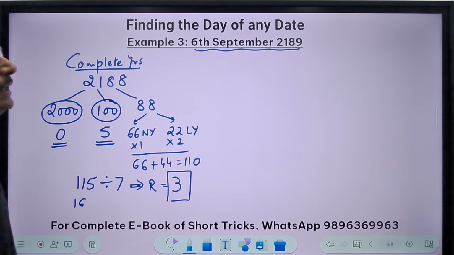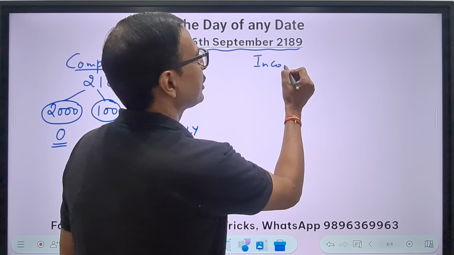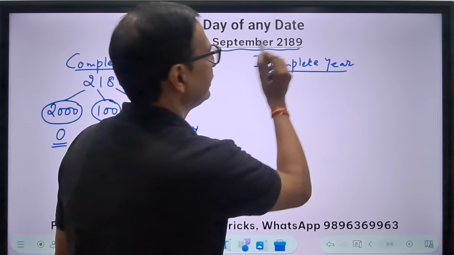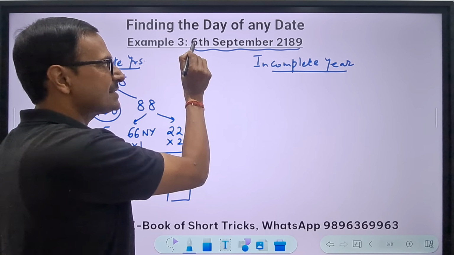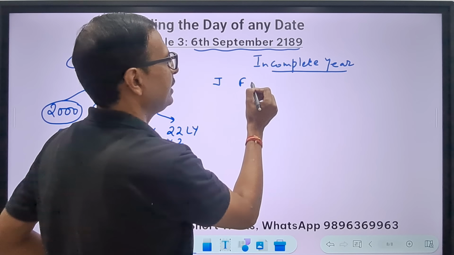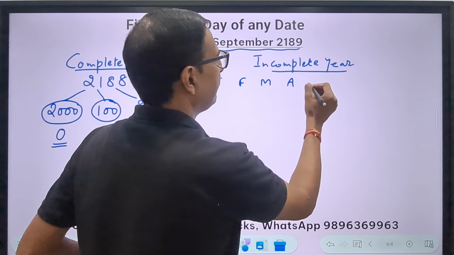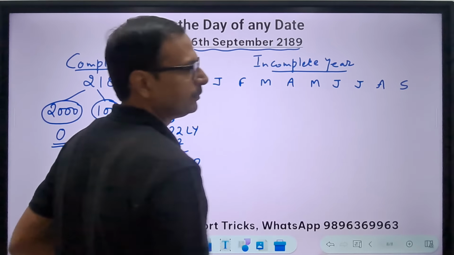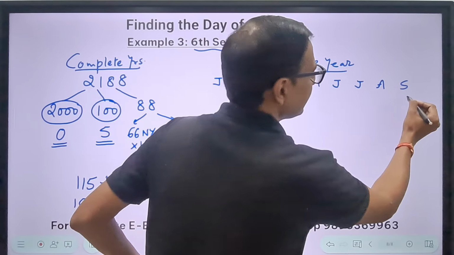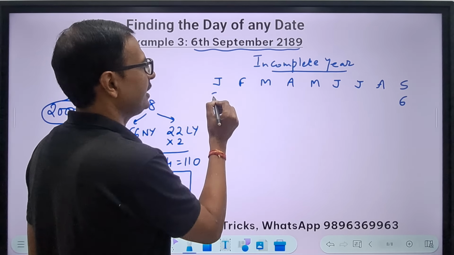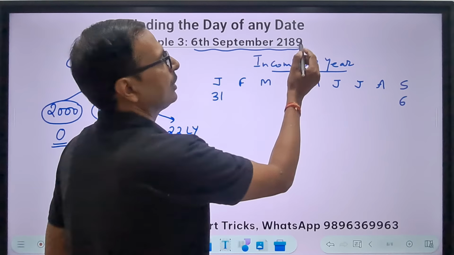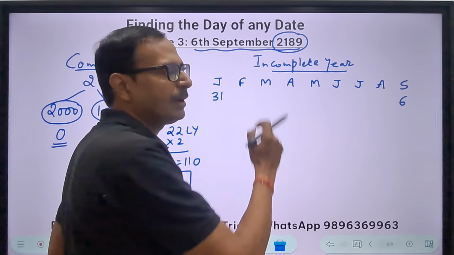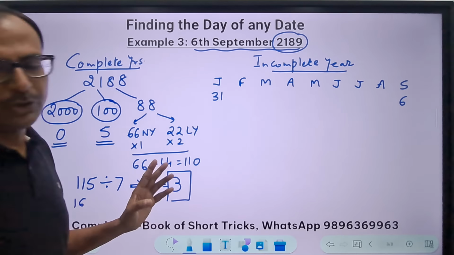Okay, now come to the incomplete year. So for the incomplete year, the ongoing year, which is 2189 here, we have to reach this date. So January, February, March, April, May, June, July, August and September. 6 September. So this will have 6 days. And now January, 31, February. For that you have to check whether this is a leap year or not. 2189 obviously is not divisible by 4. So it's a normal year.